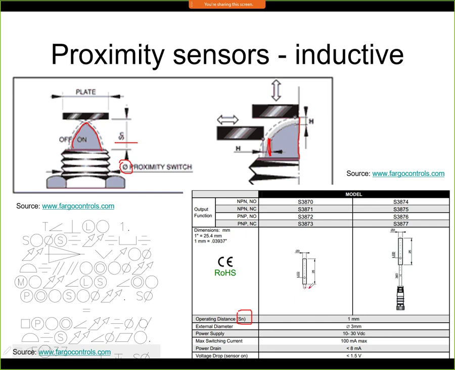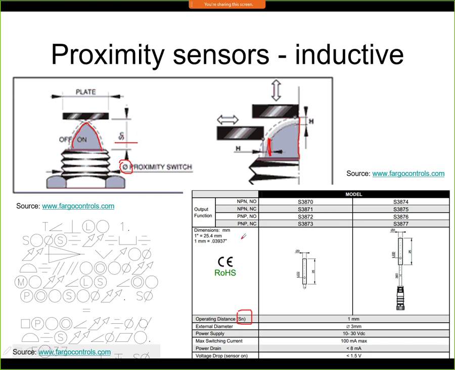So for proximity sensors, it is quite important to select the correct operating region, so operating distance, for your application, so that it works correctly. And then it's quite important to maintain the correct distance with some mechanical setups. We'll see a few examples in a second.